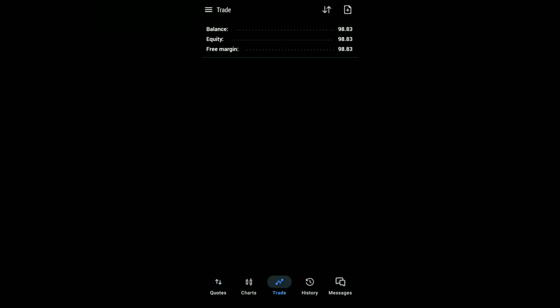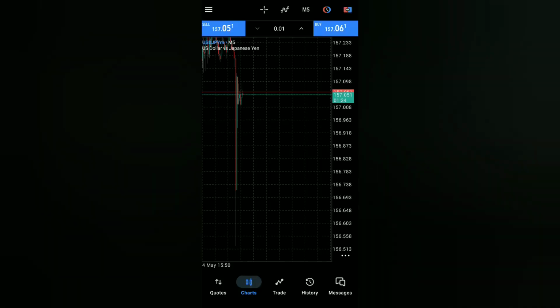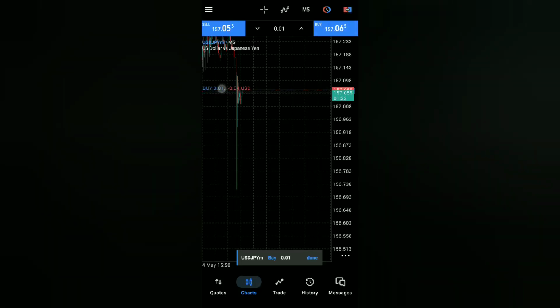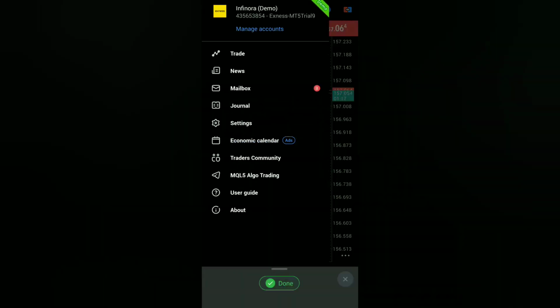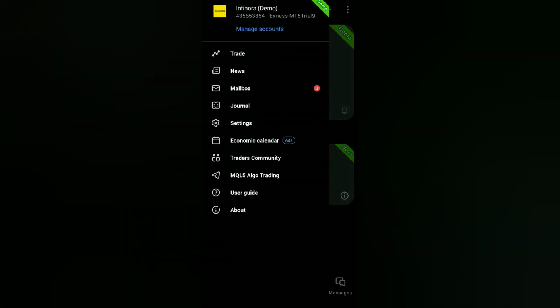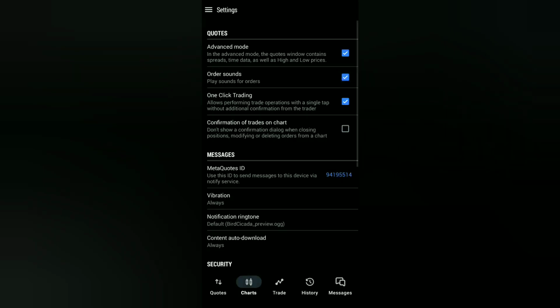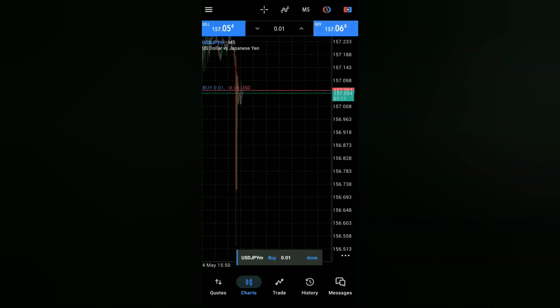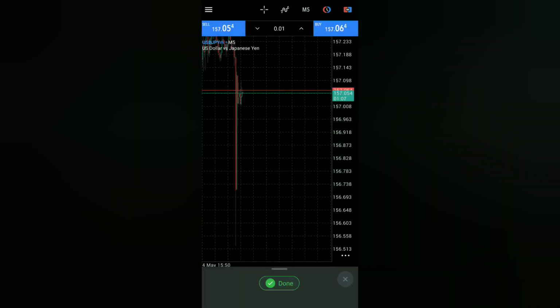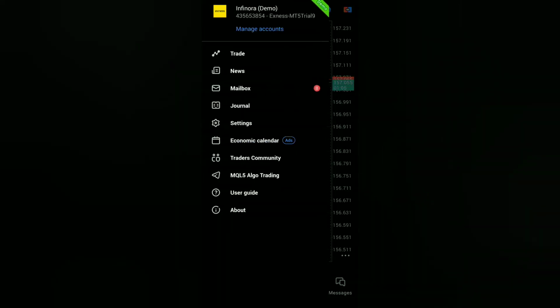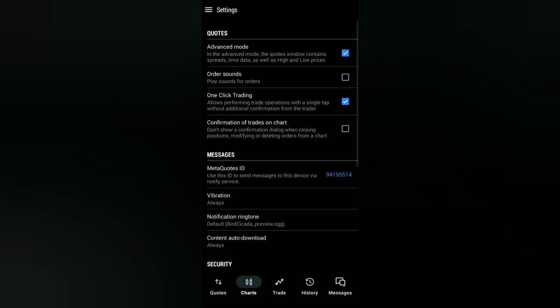Now come back to this trade. Come back to this chart. If I come here, click buy, I see no sound was made. Close it. Boom. No sound was made. But when I come back to this setting, click this setting, come to chart, boom, then close it. I see sound was made. So I can decide to leave it on or leave it off. But let me leave it on.